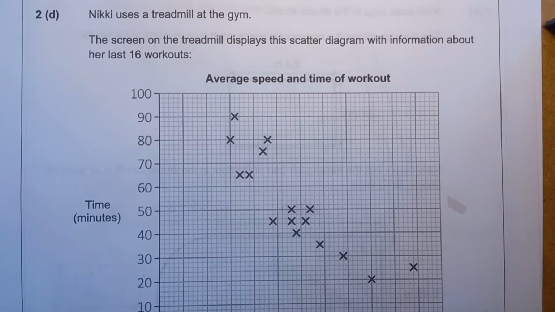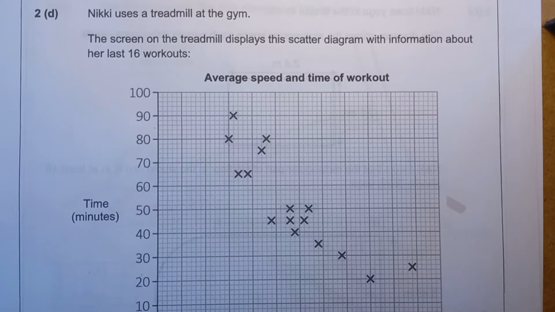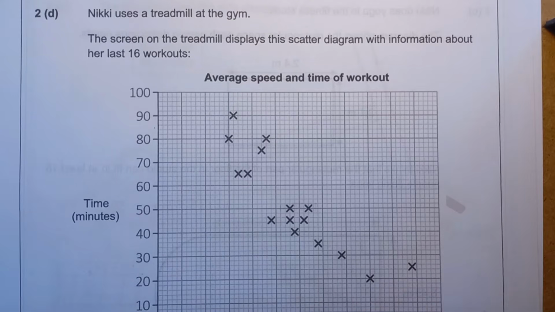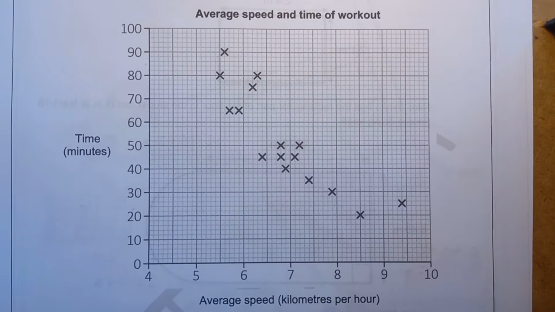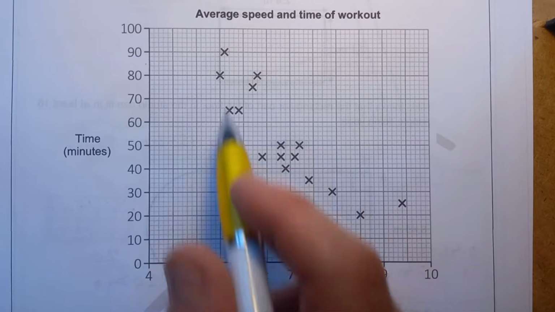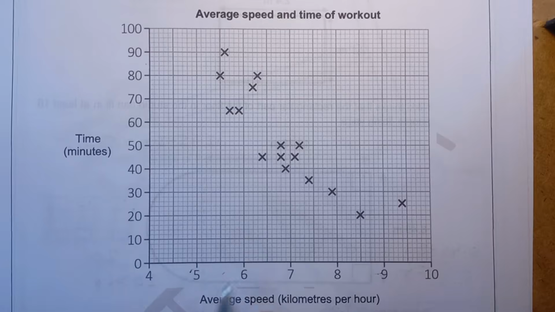Okay, 2D. Nikki uses a treadmill at the gym. The screen on the treadmill displays the scatter diagram with information about her last 16 workouts. So we've got time going up, average speed going across. If we pick this value here, it's halfway between 5 and 6.